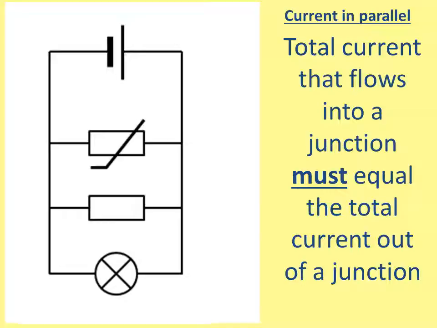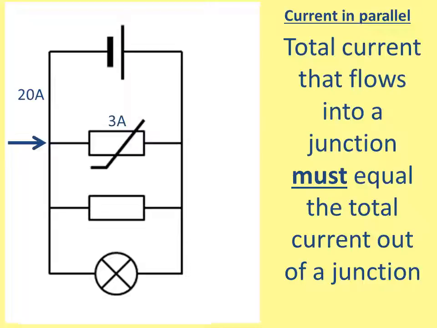There are three things we need to learn about in parallel circuits, and they relate to current, voltage and resistance. This rule relates to current, and it says that the total current that flows into a junction must equal the total current flowing out of a junction. Let's take this example on the left. If we said that 20 amps flowed out of the cell and down this wire, we can see that it comes to a junction, and that one wire splits into two.